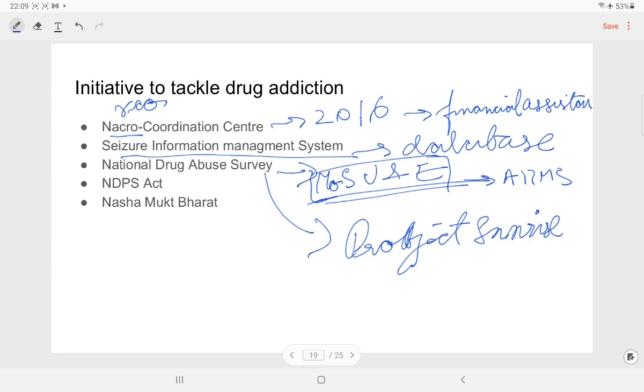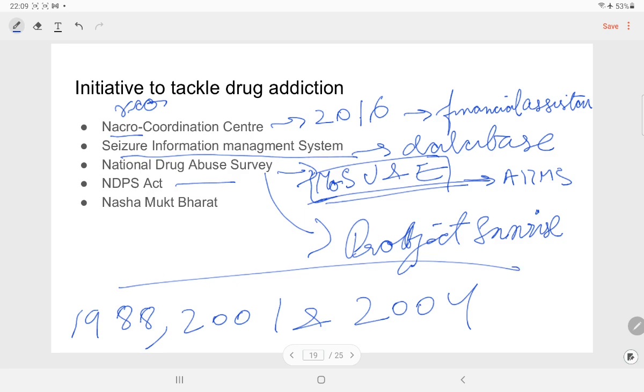So also this NDPS Act is there. It prohibits a person from producing, possessing, selling, purchasing, transporting, or consuming, every kind of thing regarding drugs. And the NDPS Act has been amended thrice. First it was amended in 1988, then again in 2001, and again in 2004. So thrice it has been amended. And this act extends to the whole of India, and it also applies to Indian citizens outside India. Suppose someone is taking drugs and moves away from the airport, this act is applicable to them also.